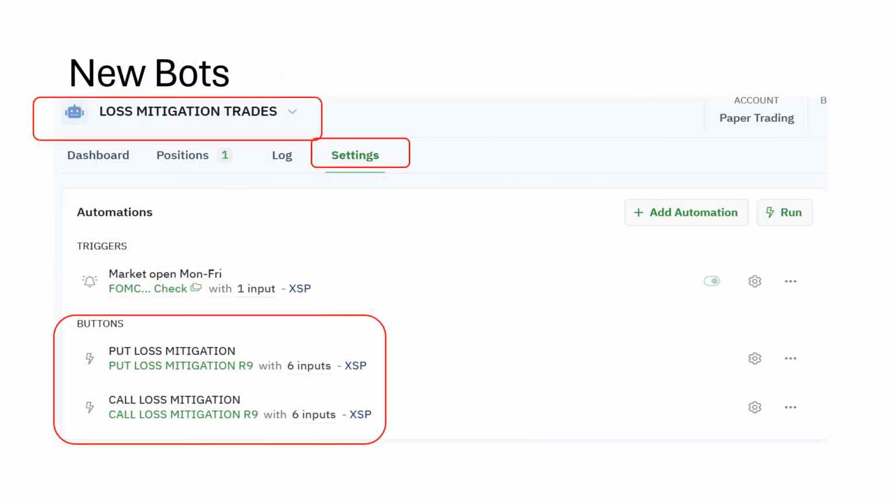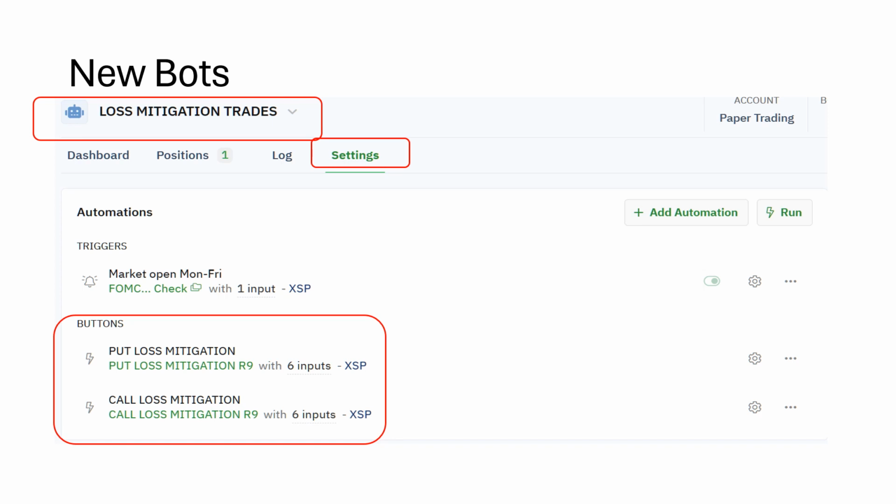We have two new bots that hopefully will simplify things. The first is the loss mitigation trades. Attempting to diagnose if a trade is going to win or lose in the last 10 minutes of trading has turned out to be a losing proposition. To automate this mitigation process, we need Option Alpha to be able to tell us if a bot has had a loss yesterday. Since we don't have their capability, we have to evaluate the process manually. I've designed two automations, the put loss mitigation and the call loss mitigation. They are inside the new bot called Loss Mitigation Trades.